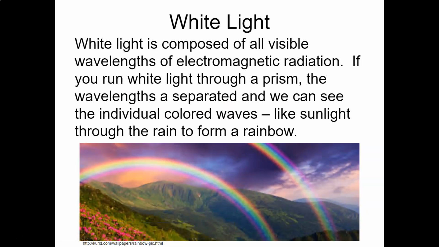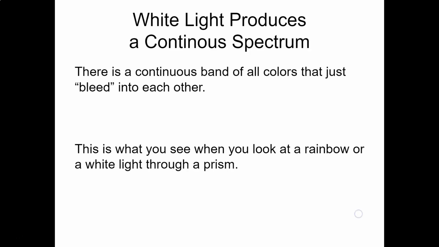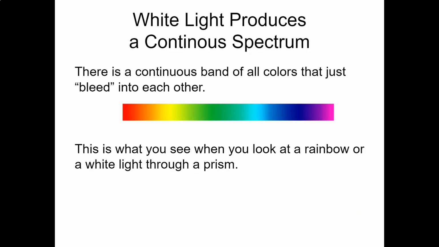All right, so white light, I know you know, is composed of all the visible wavelengths of electromagnetic radiation. If you run white light through a prism, you wind up with a rainbow, just like what happens when the sun shines through droplets that are falling from the sky. You get a rainbow. You can see the individual colors. So a rainbow is a continuous spectrum. The colors bleed into each other, so you have no empty spaces between the colors. You have all of the reds and the yellows merging to give you various oranges and so forth. So that's what you see when you see white light passing through a spectrum.